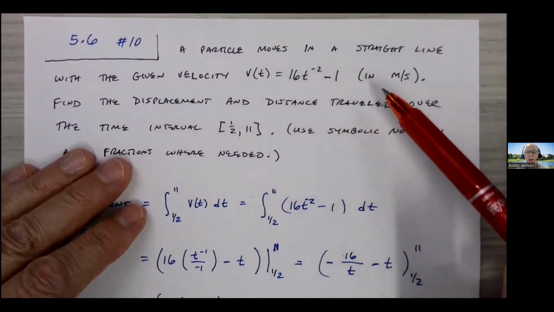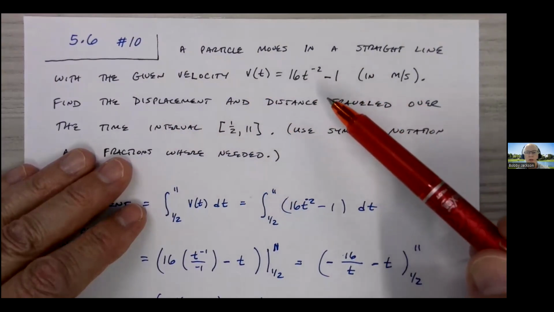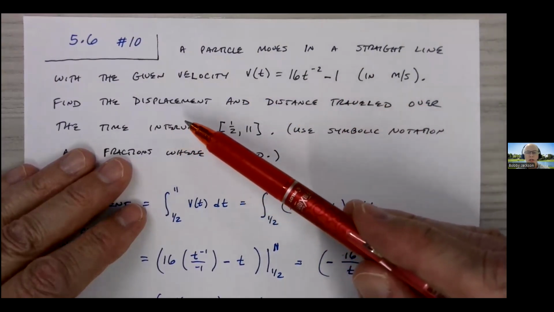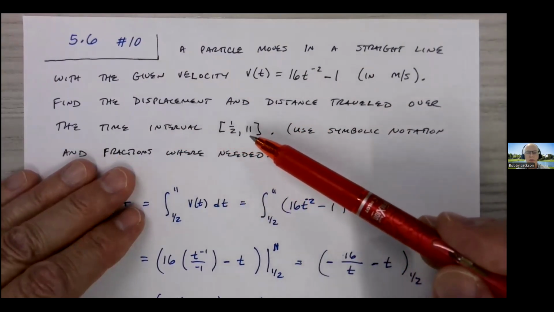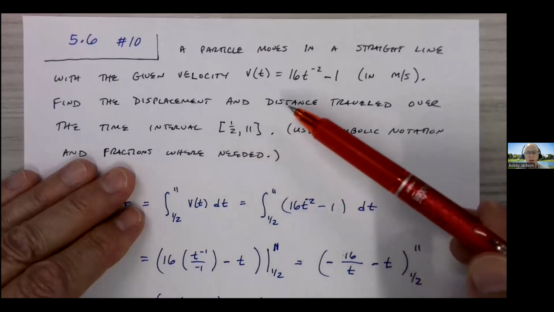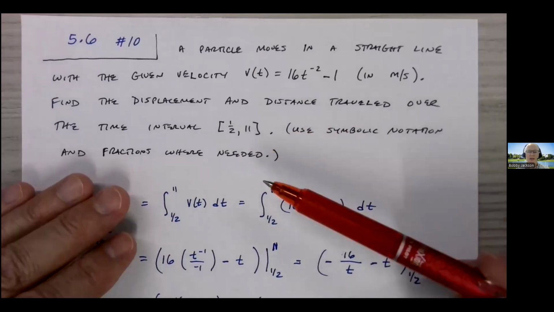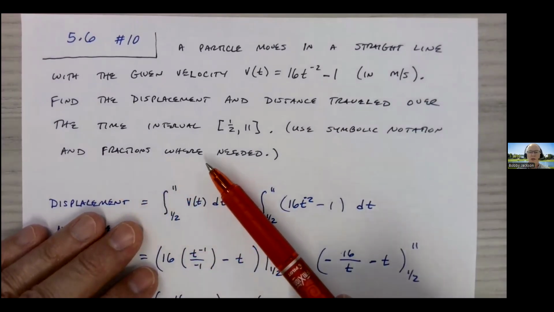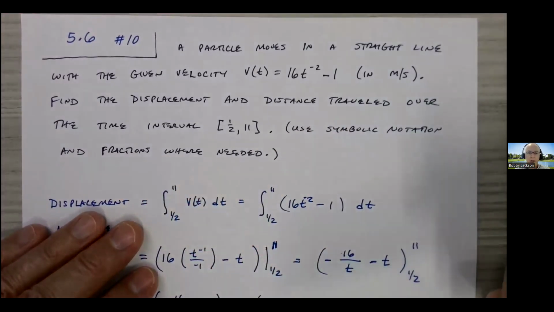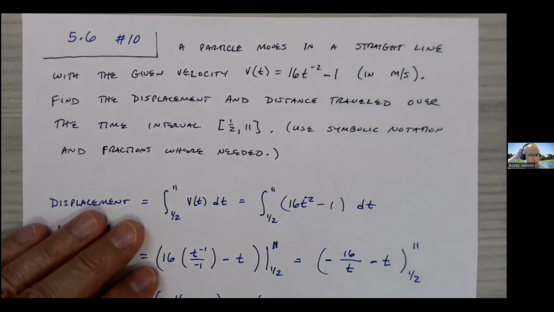And that's meters per second. So the velocity units are meters per second. Find the displacement and the distance traveled over the time interval from 1/2 to 11. So from 1/2 second to 11 seconds. Again, t is the elapsed time in seconds. And important, you're going to use symbolic notation and fractions where needed. So we have to give the result as an exact value, as a fraction.